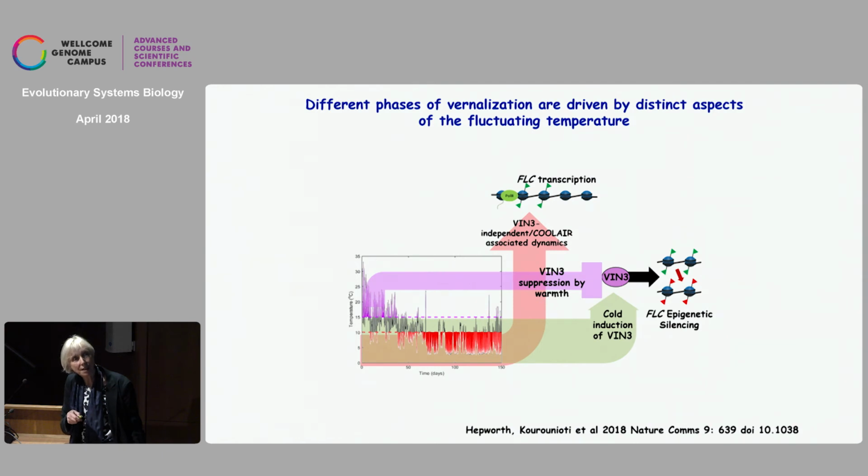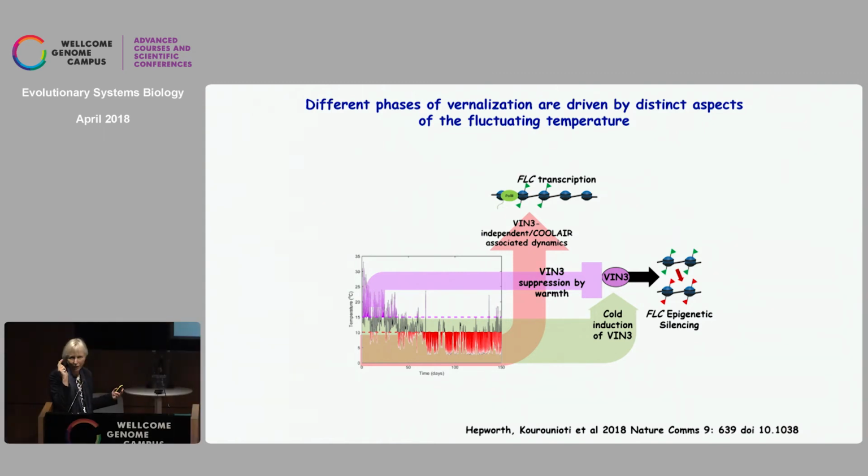But for that first set of graphs I showed you, what you mustn't have are temperatures above 15, because anything above 15 turns over all the Vin3 you've accumulated. So the plant is actually monitoring the peaks and the troughs in slightly different ways.